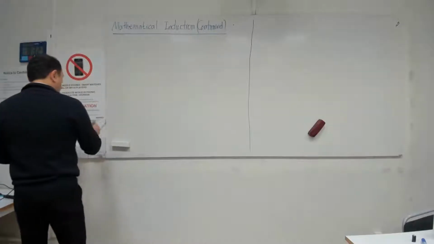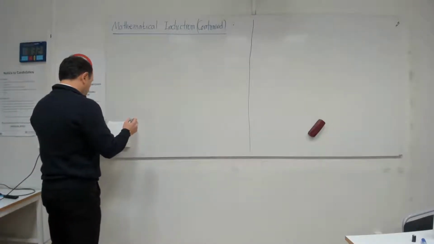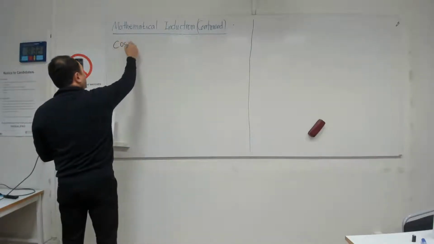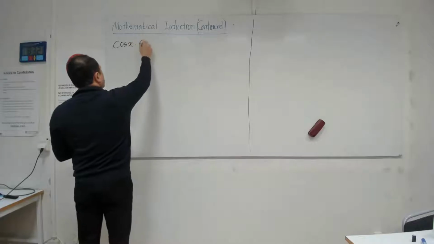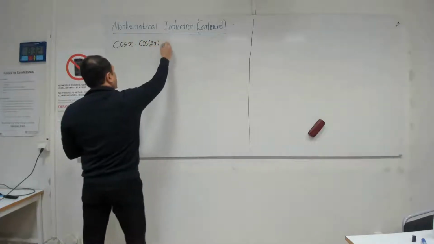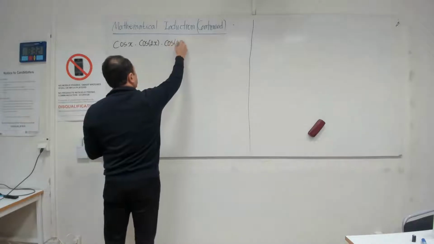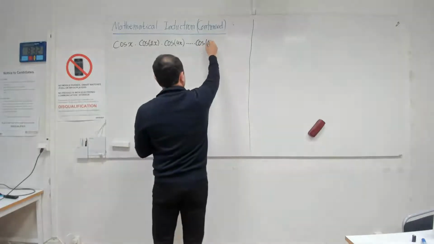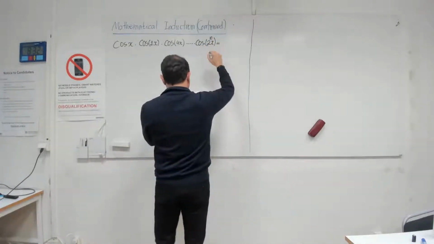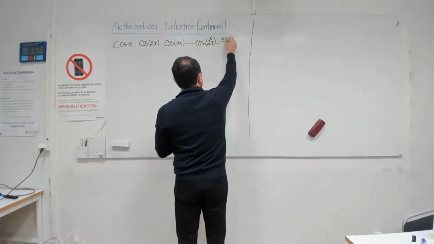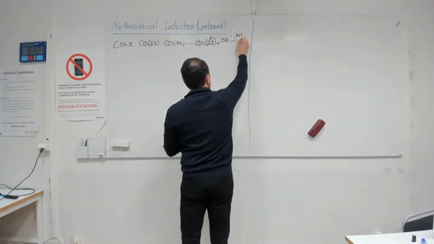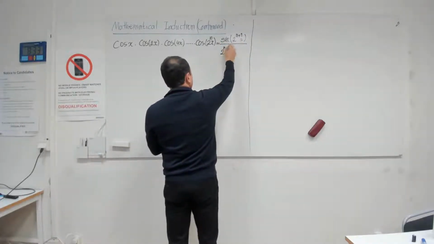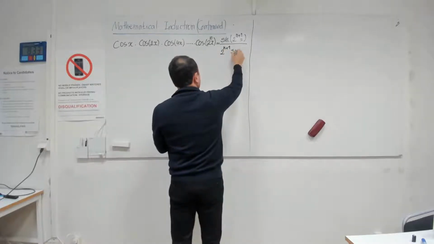So we were supposed to show this: cosine x multiplied by cosine 2x multiplied by cosine 4x, continued in this way, multiplied by cosine 2 to the power n x, is supposed to be equal to sine 2 to the power n plus 1 times x divided by 2 to the power n plus 1 times sine x.